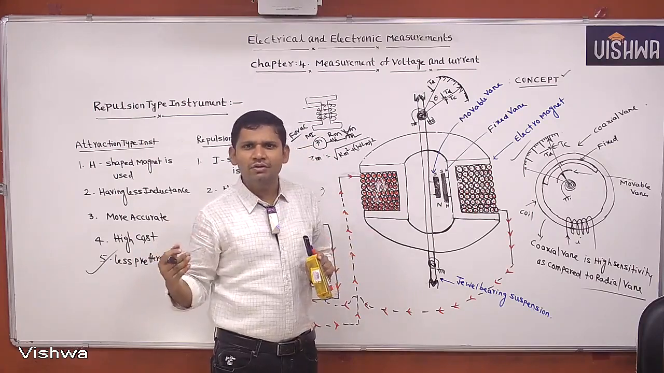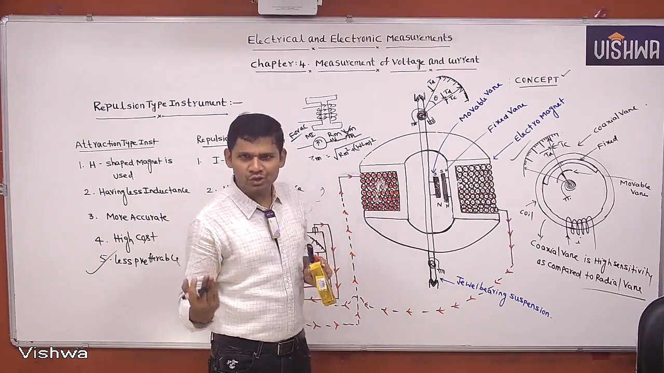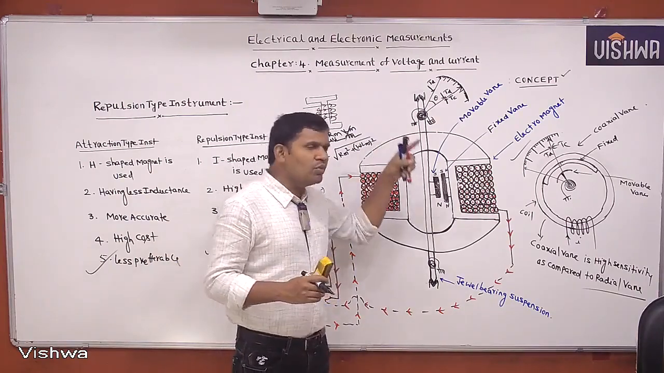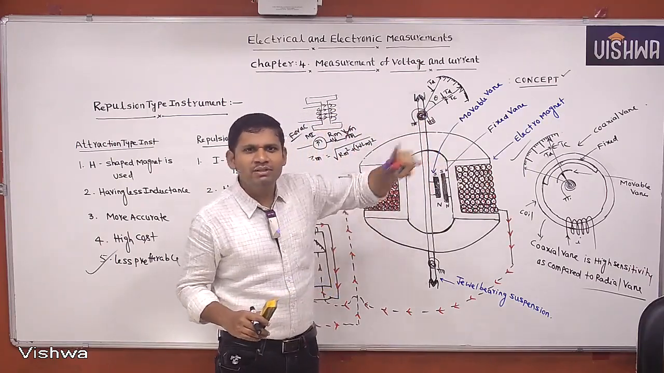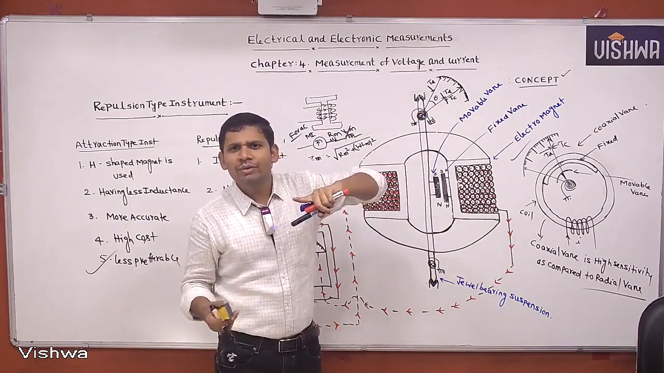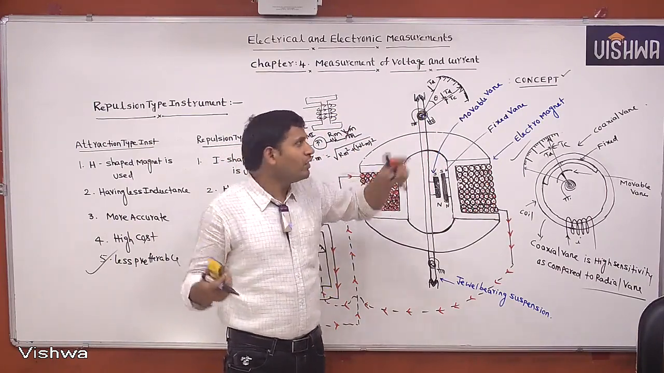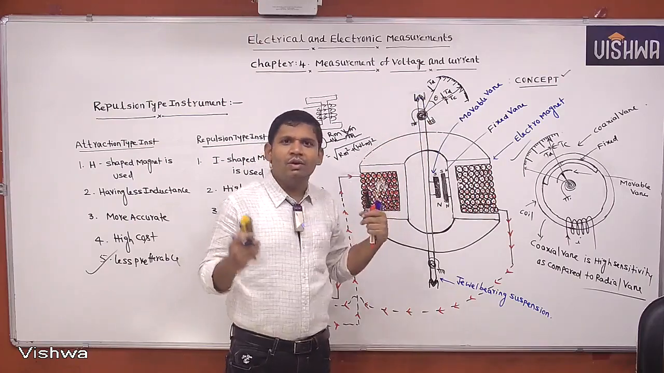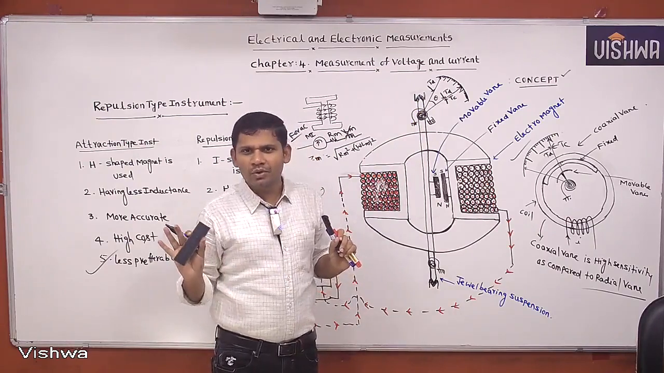In the next session we will continue with the deflecting torque equation of the moving iron instrument. There is a pointer that is moving now. In the attraction type instrument the pointer is moving, and in the repulsion type instrument the pointer is also moving. The pointer is moving because of the torque only. Then what is the torque equation? I want the deflecting torque equation. What is the observation from the torque equation of the moving iron instrument? That is important from a competitive point of view.